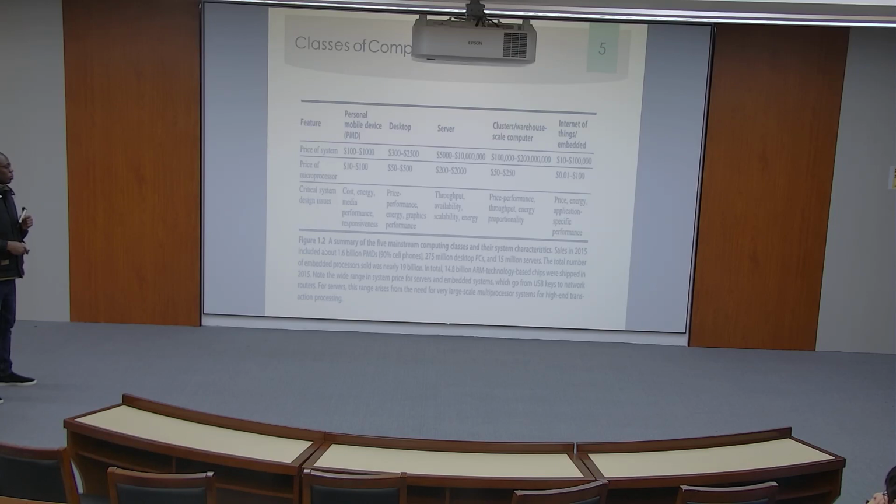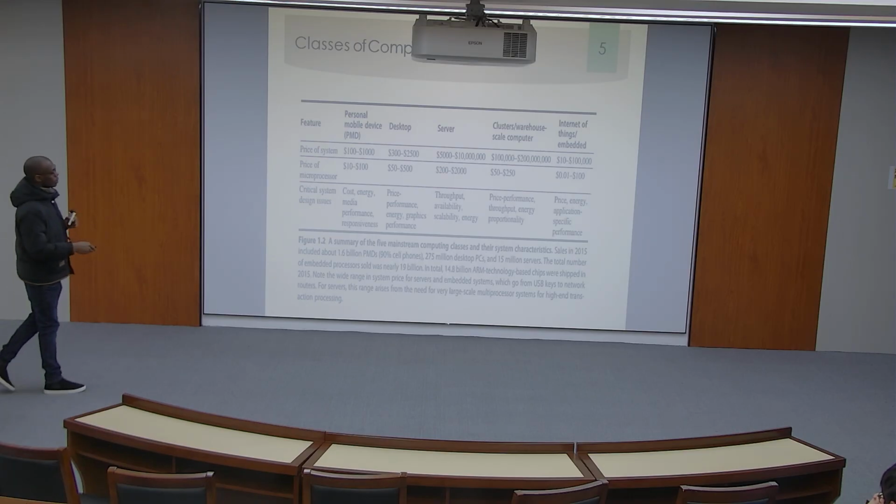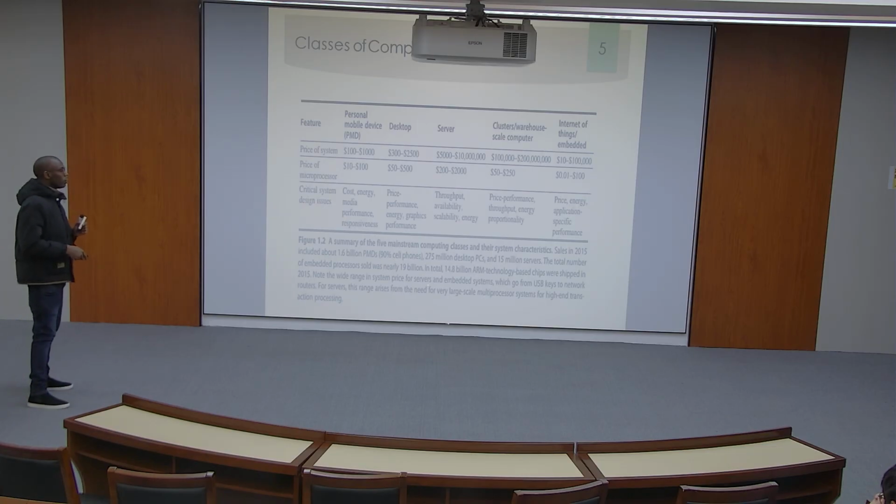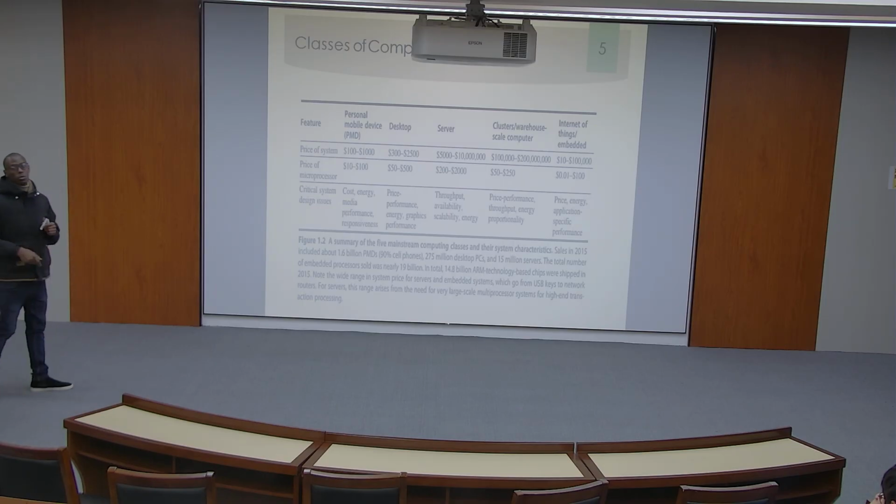That's why we have higher sales when it comes to personal mobile devices if you compare to other classes of computers. For PCs, desktops, we have 275 million, and for servers, we have 15 million. We see that they do contribute to the global economy because they include a big number of sales each year.